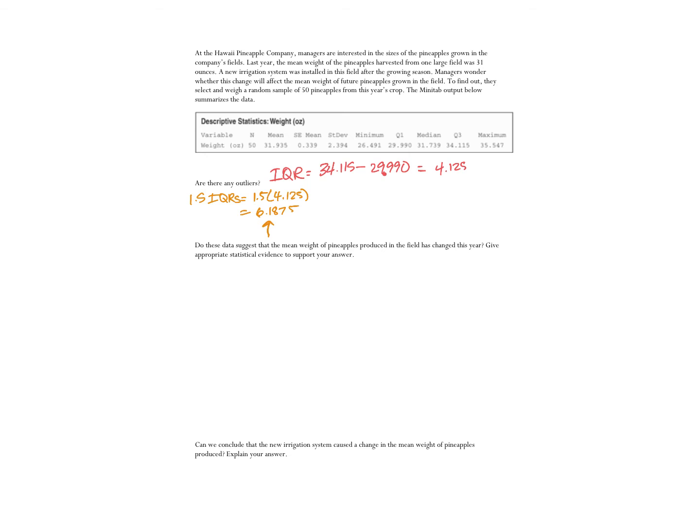So if it's too small, if it's a small outlier, I need to take that Q1 and subtract that 6.1875. So it's either too far below Q1 or it's too far above Q3.